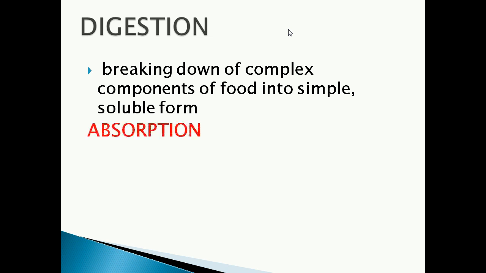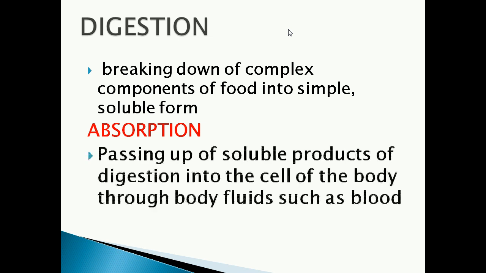Now, absorption. The third process in holozoic nutrition is absorption. So what is meant by absorption? It is the process of passing the soluble products of digestion into the cells of the body. Once the food gets digested, it has to be passed into the cells of the body. Yes, then only the cell can do its function.